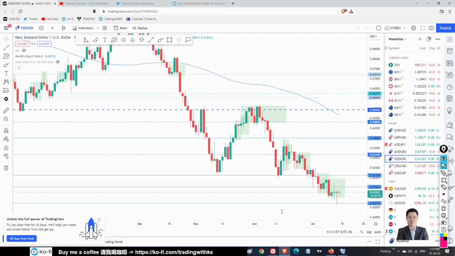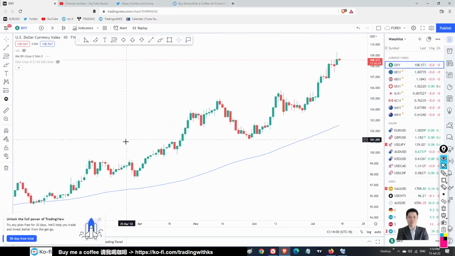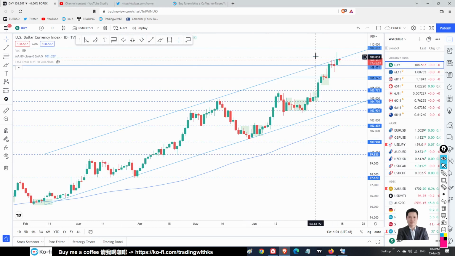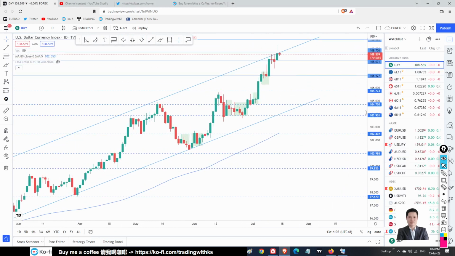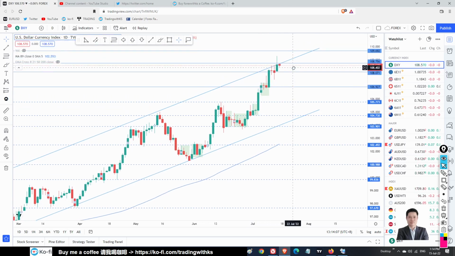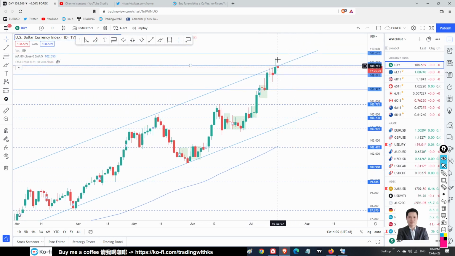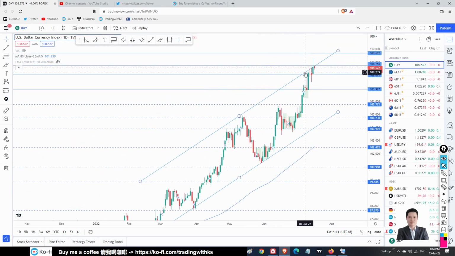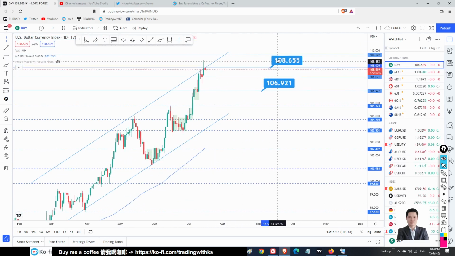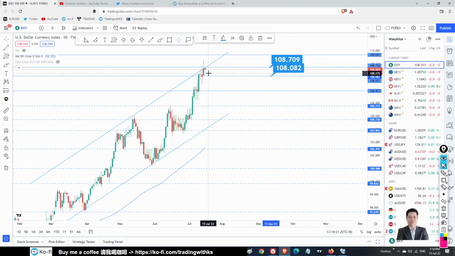So let's check out the chart. Looking at DXY, it is still unable to break through the top channel, with a big tail, so there is a lot of resistance at the top here, and also at 107.70. We have to wait and see.